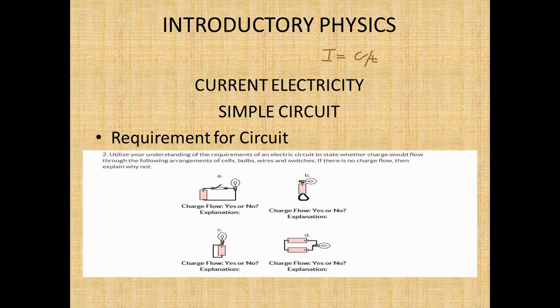So, the requirement for a circuit: you need a complete loop in the external circuit, and you need an energy source, an energy supply. So look at A. All right, so we have our battery, our energy source there. We have a conductor, then we have a bulb, and so this circuit is complete. Okay, but let's see. The circuit is complete. So are you going to have charge flowing, yes or no?